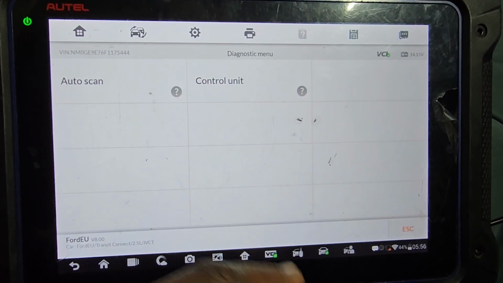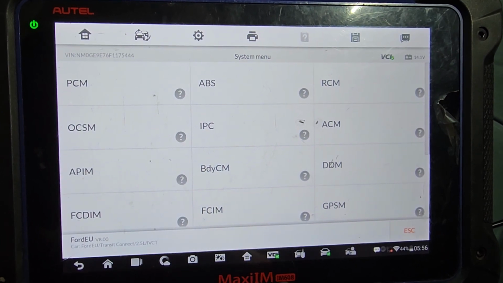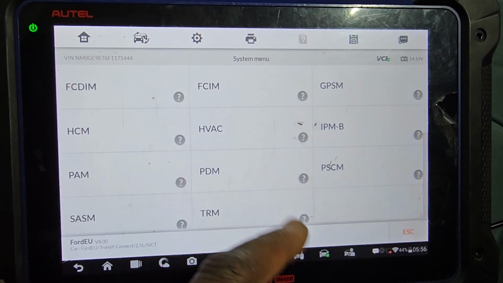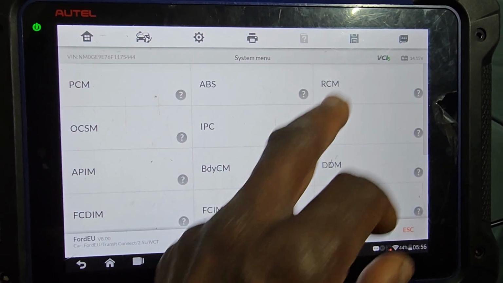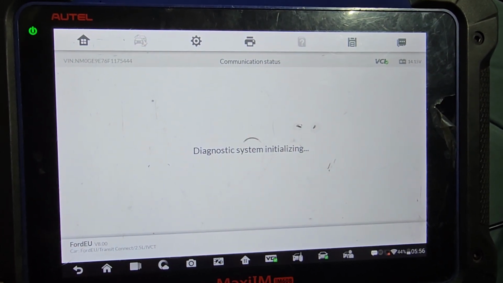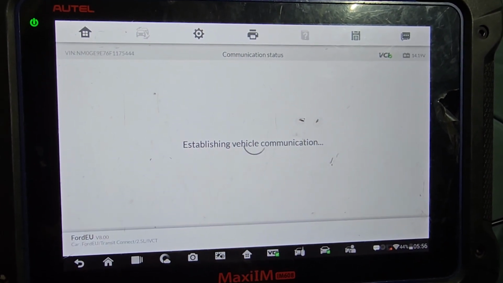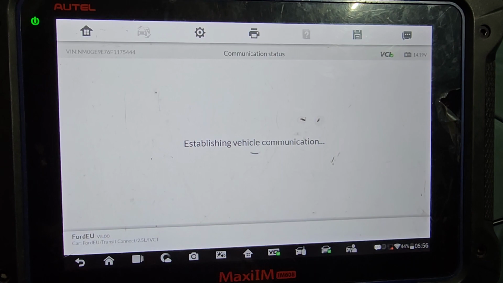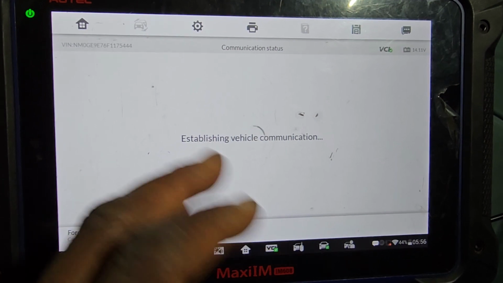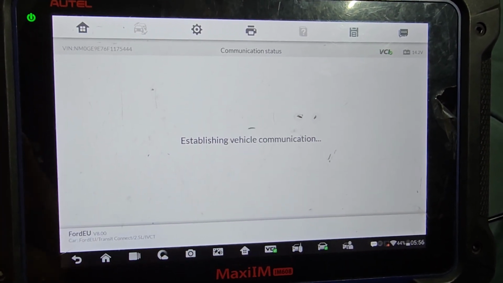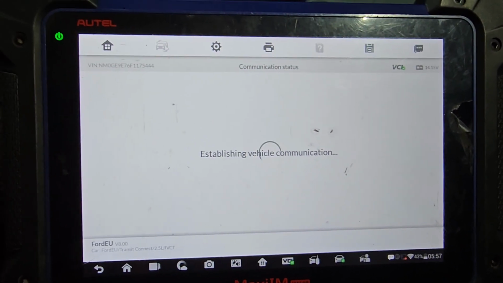Diagnose, control unit, SRS, RCM, that's the name of it, read codes. To communicate with it. If no communication, that means there is a problem. But if there is communication, we have the ability to look at it and see what happened. Stay with us, please.